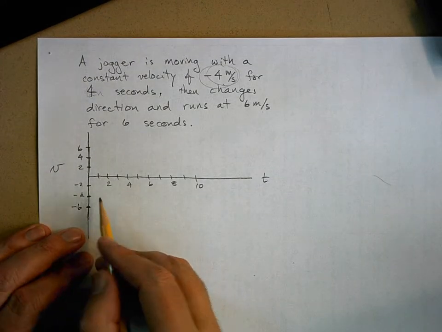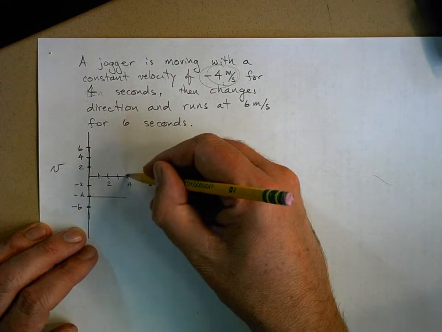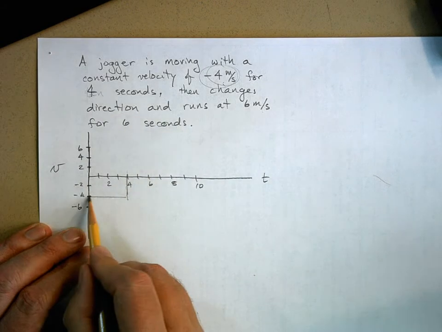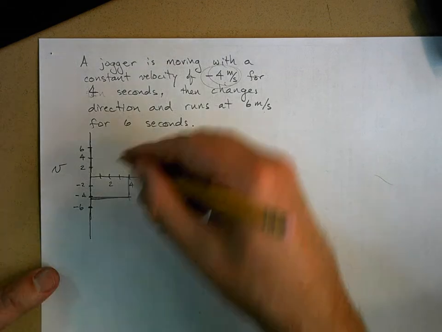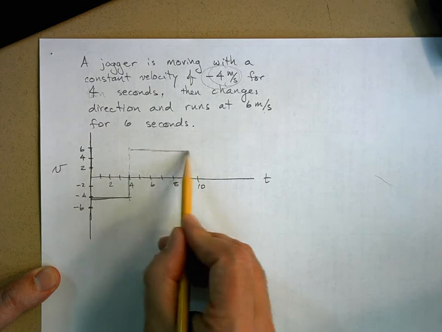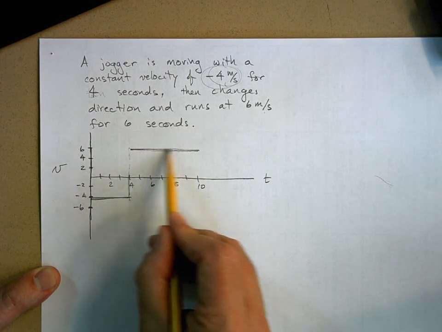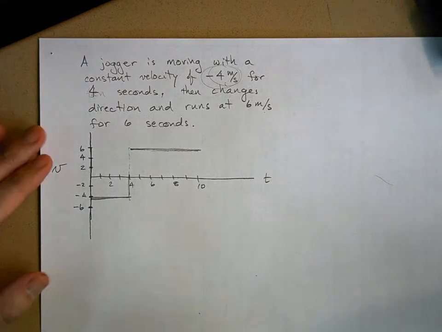So they're going -4 meters per second. So that's right here. For how long? 4 seconds. So that's a constant velocity. And then somehow, by some miracle of technology, they instantaneously change directions. And now they're going positive, like this. Yikes. All right. Does everybody get that? Right.